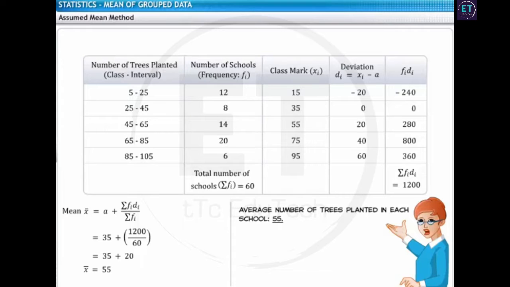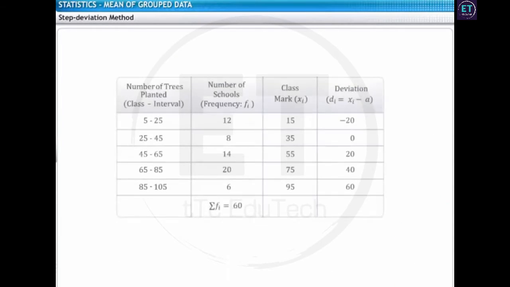Now, let us see if we can further simplify the calculations using another method to calculate the mean of grouped data. Let us go back to the step in the assumed mean method, where we chose one of the class intervals as the assumed mean and found the deviations for all other class intervals. We'll rework from here using a different approach.